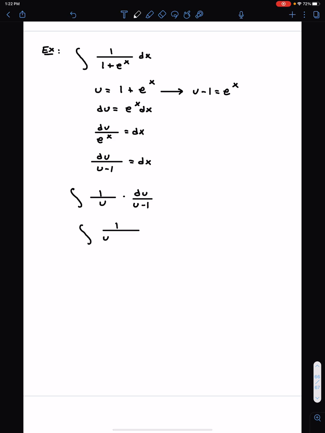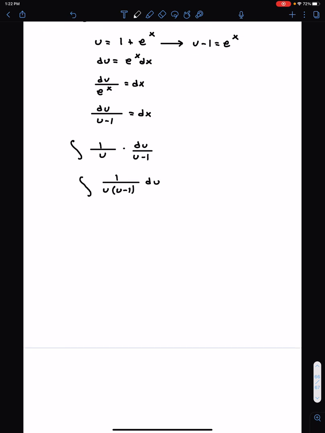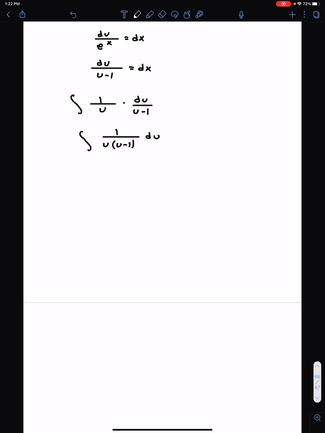1 over u times u minus 1 du. Both factors are linear, so a over u plus b over u minus 1 equals 1 over u times u minus 1. If I multiply both sides by the LCD, a times u minus 1 plus b times u is equal to 1.